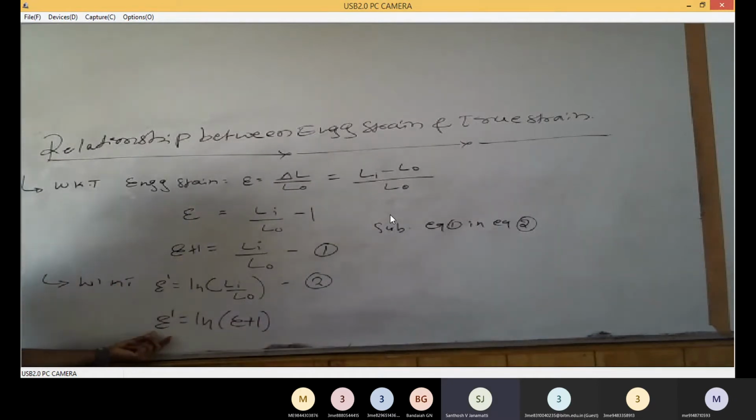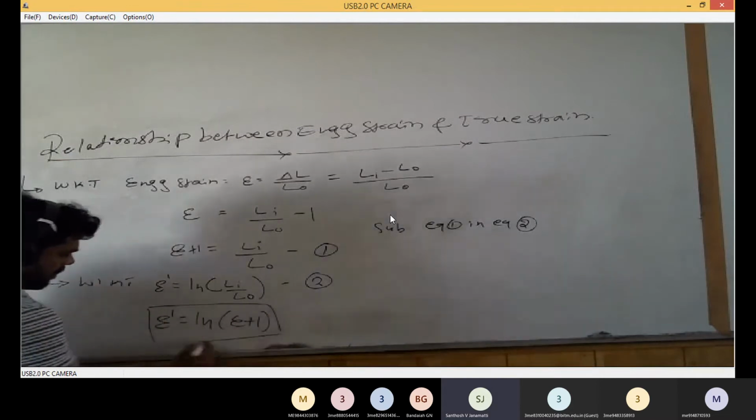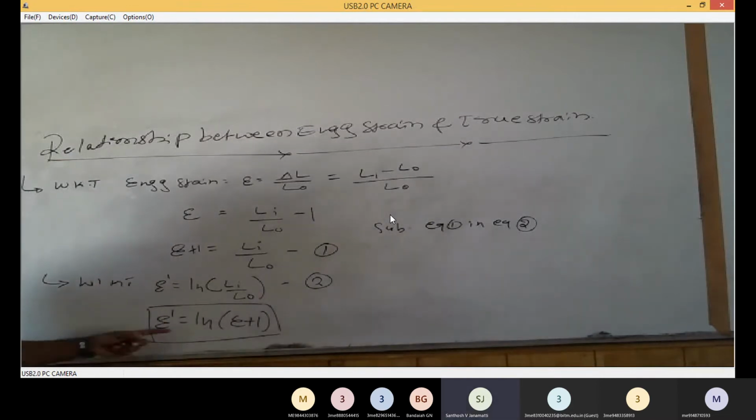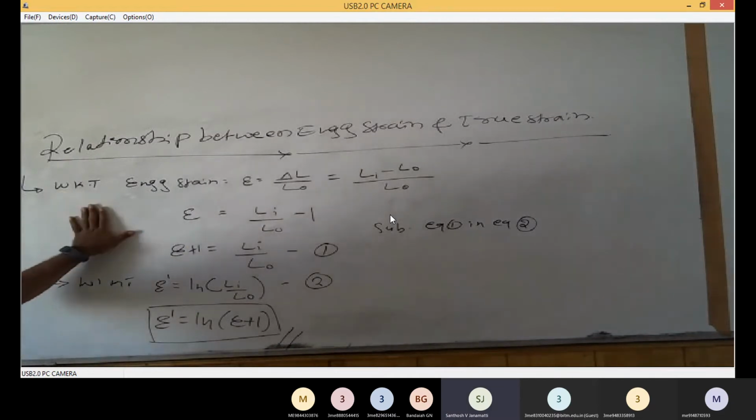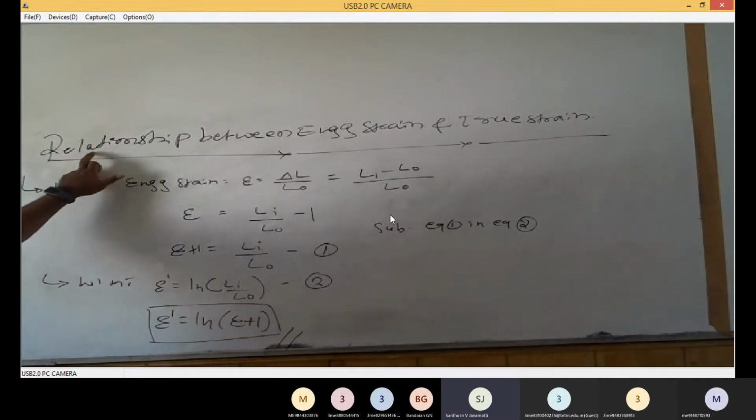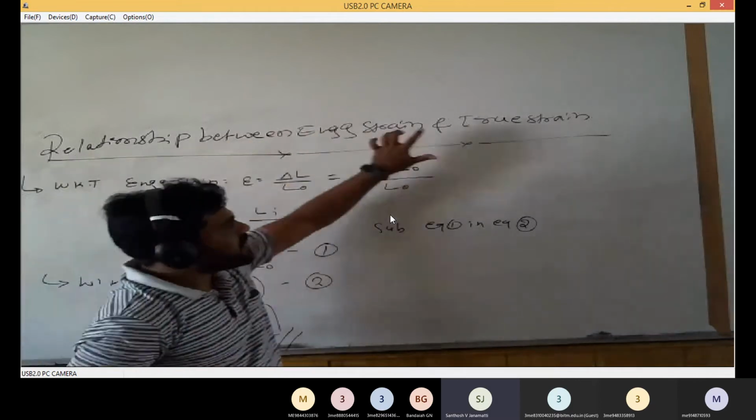Now you can take this formula. True strain is equal to ln of engineering strain plus 1. It is a very small derivation showing the relationship. I am not taking any external things here. It is a simple case, to see the relationship between engineering strain and true strain.